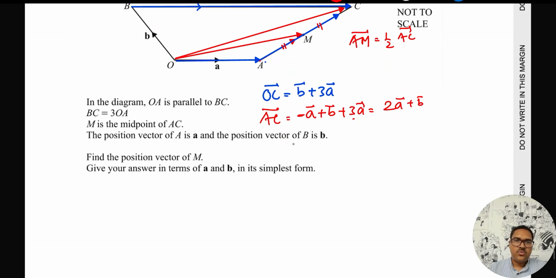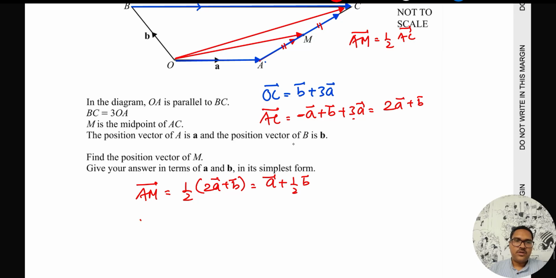Now AC vector we know. So I can now reach to this. What is AM vector? This is half of AC vector, which is half of 2A plus B. So if I multiply, this is A vector plus 1 by 2 B vector. This 2 and 2 will cancel. So this is AM vector. I hope this is clear.